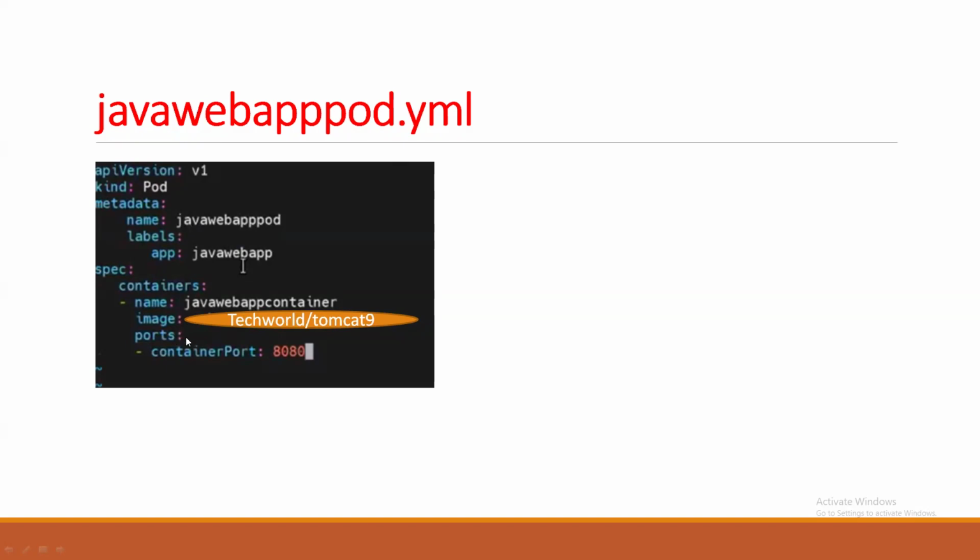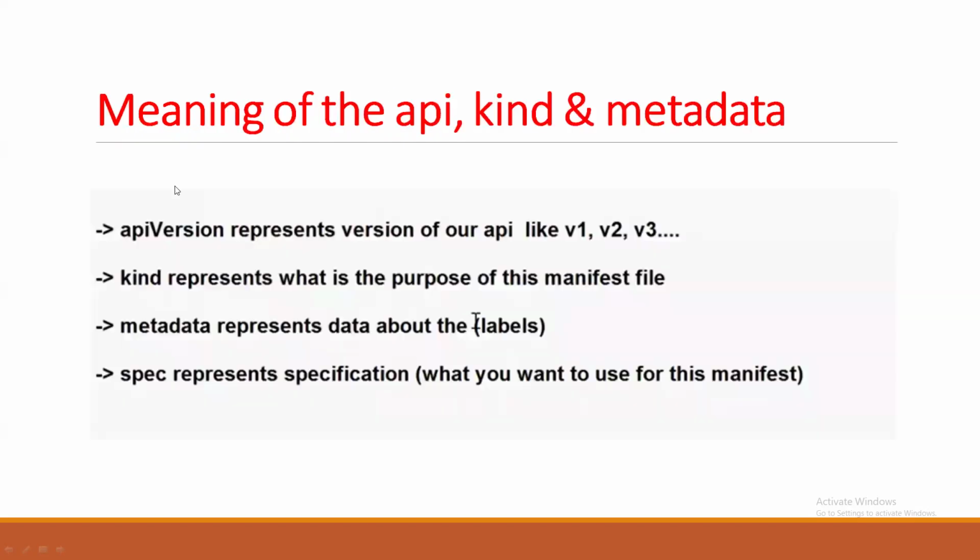So ports, if you want to expose any ports, the container port. This is the host port and this is the container port. The container port we need to enable is 8080. This is just a simple manifest file for the Kubernetes cluster that we need to create for the pod.